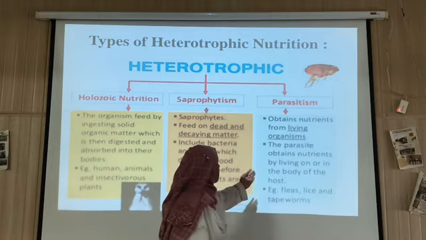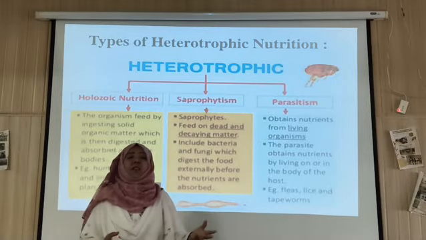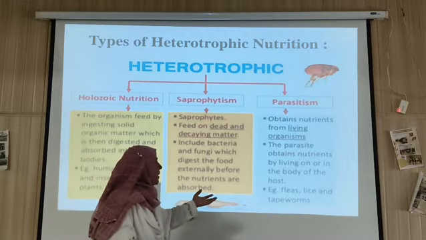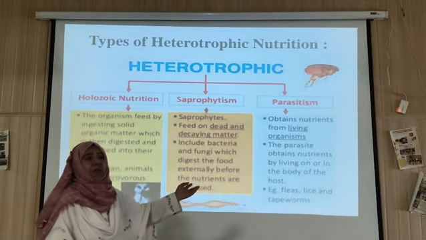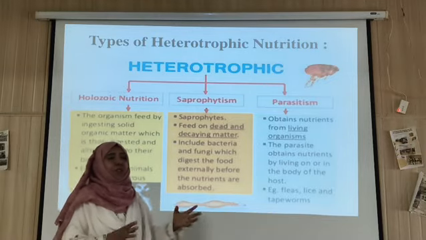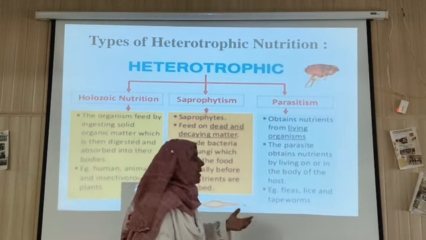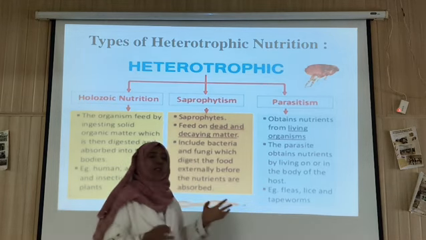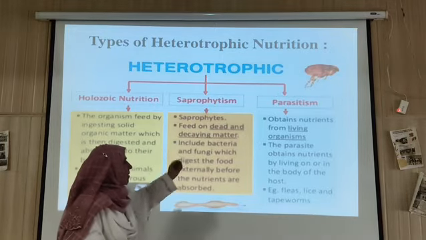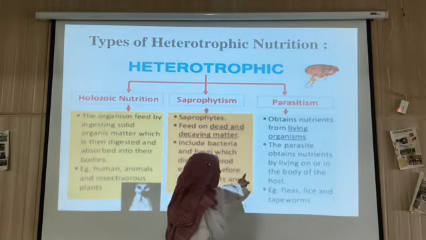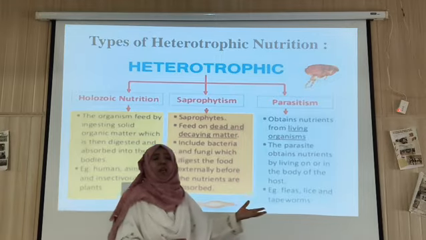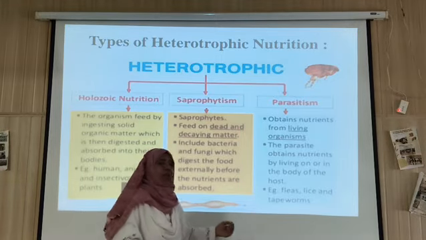Parasitic mode of nutrition is that nutrition in which an organism obtains or derives its food from another living organism. That mode of nutrition is called parasitic mode of nutrition, and the organism is called a parasite. The organism from which the parasite derives its food is called the host. These parasites obtain their food from living organisms, and they may be endoparasites or ectoparasites.